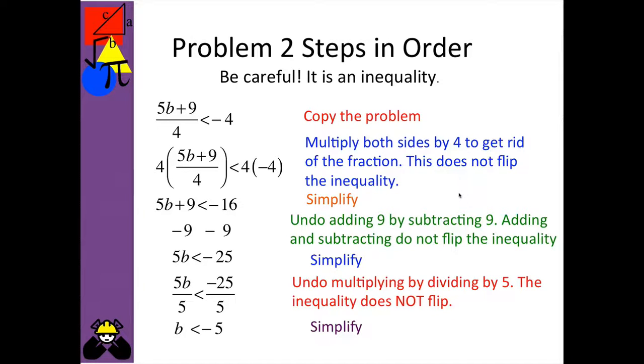Now I need to get rid of the 5 in front of the b. The inverse of multiplying by 5 is dividing by 5. So I'm going to divide both sides by 5. I divided by a positive number, so it's not going to flip the inequality. And then you always simplify. In math, it's pretty normal when you're solving equations or inequalities, you're going to do a step and you're going to simplify. You're going to do a step, you're going to simplify.